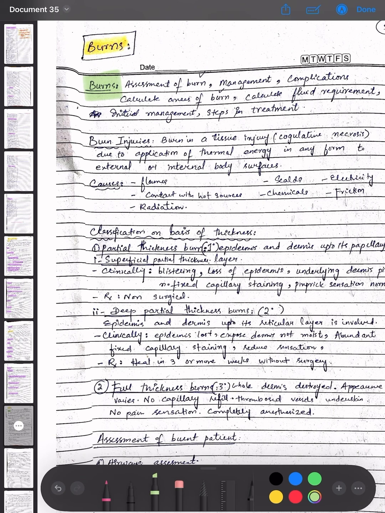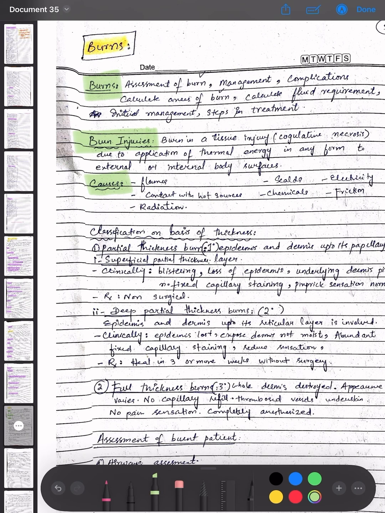Okay, so what are burn injuries? A burn is a tissue injury, with coagulative necrosis due to application of thermal energy in any form to external or internal body surfaces. What are the causes of burn injuries? It can occur due to flames, contact with hot sources, radiation, chemical scalds, electricity, and friction.